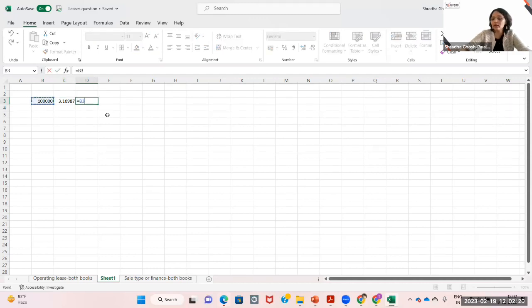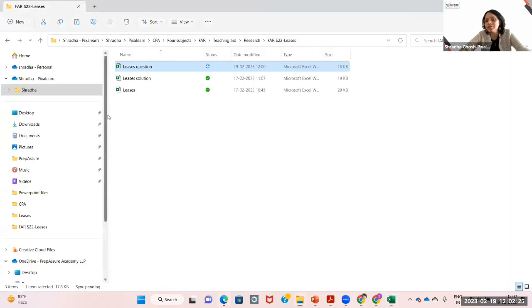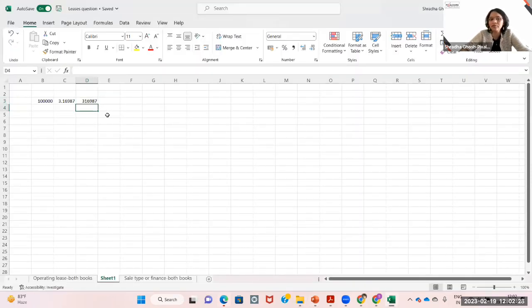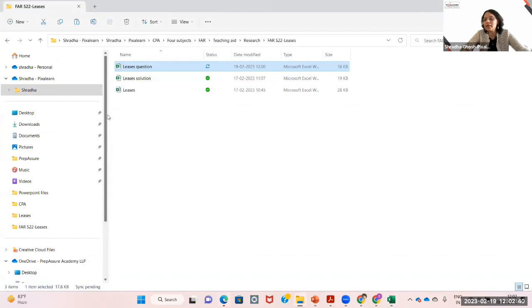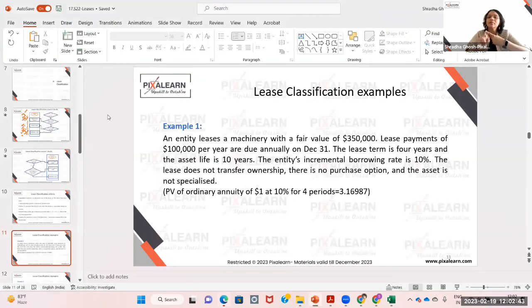So what is the value that you're going to get today? It is $316,987. How much is the fair value of the asset? $350,000. So what is the percentage that I'm going to have? It is 90.56%, so it's greater than 90%. The moment I know that, can anybody quickly tell me how you will classify the lease in the books of the lessor and in the books of the lessee? The S, the T, the O, and the last S are not met, but the P is met because the PV of the minimum lease payments that the lessee is going to pay to the lessor is greater than 90%.